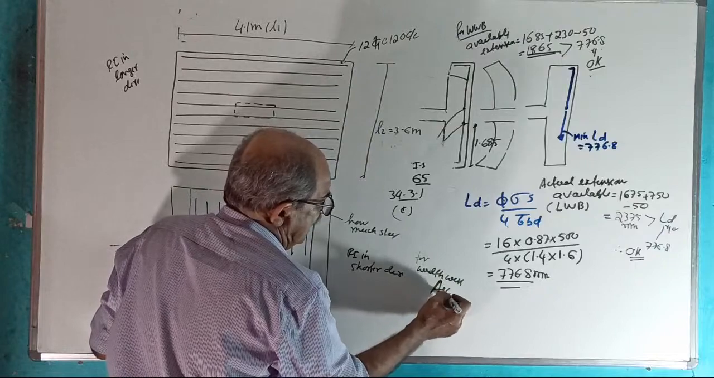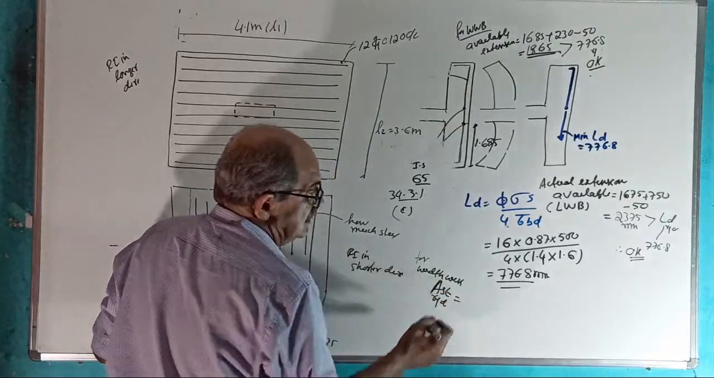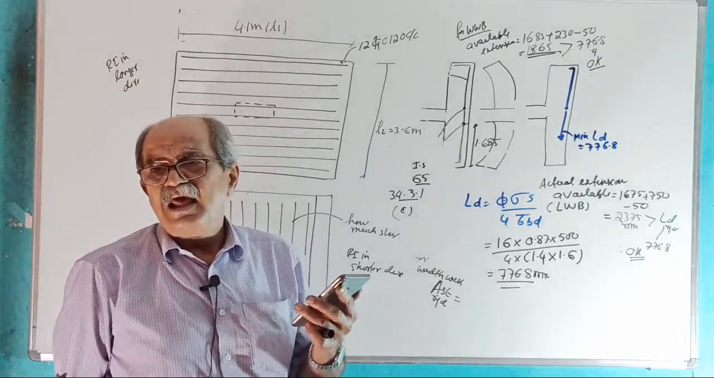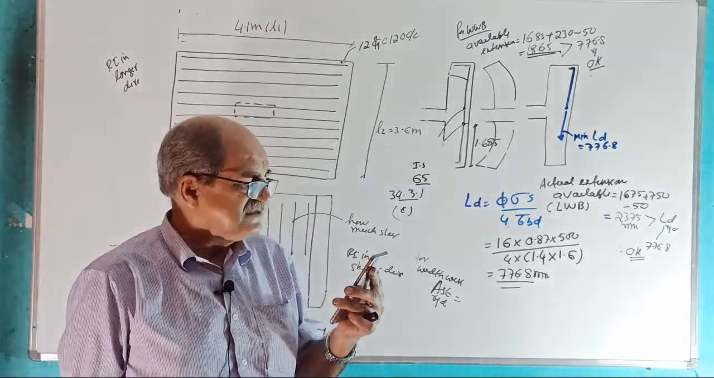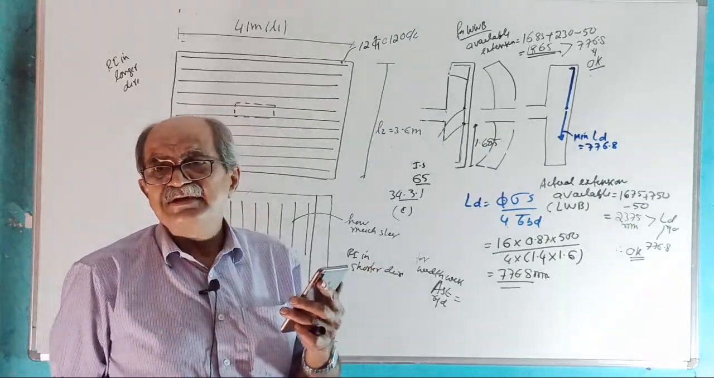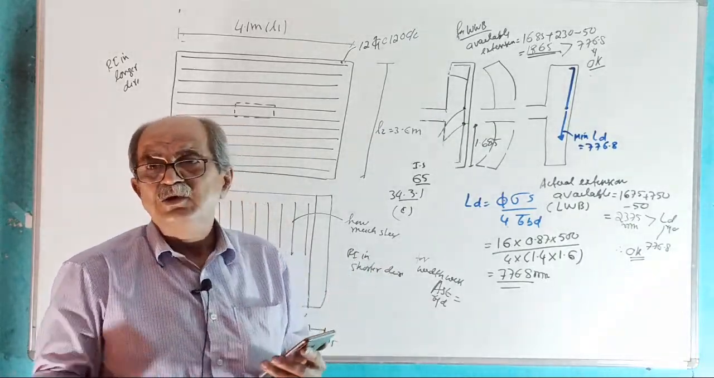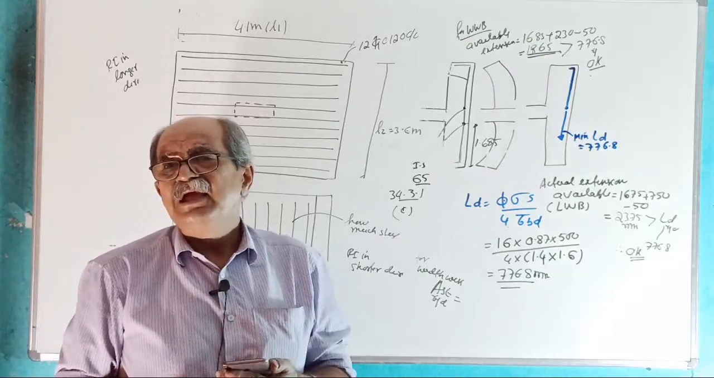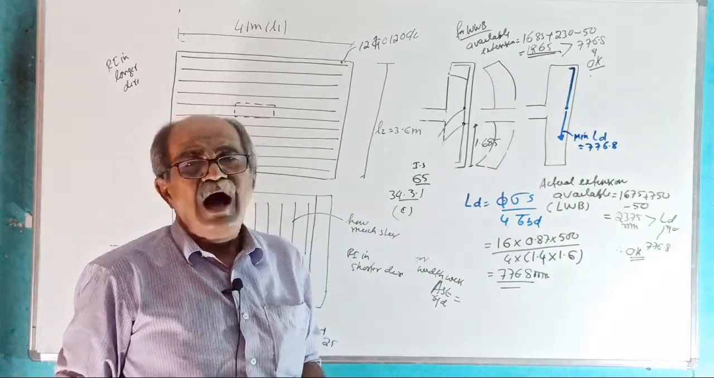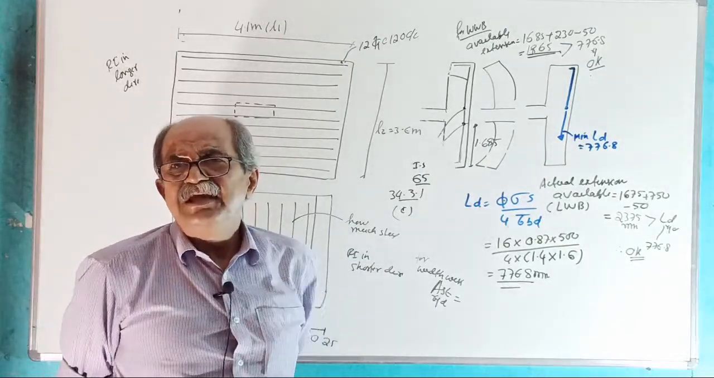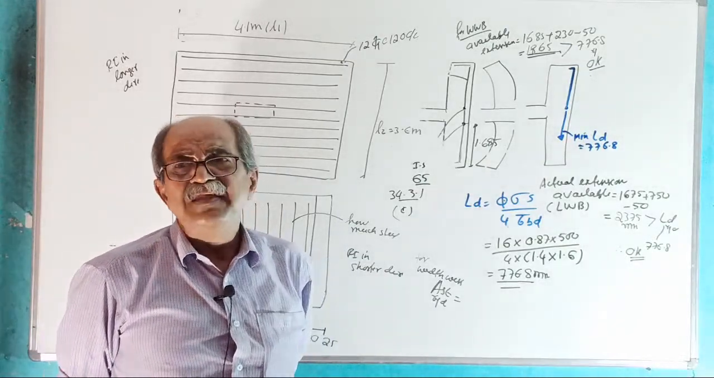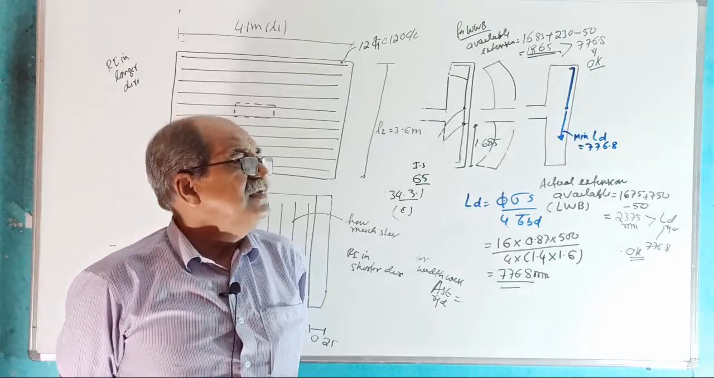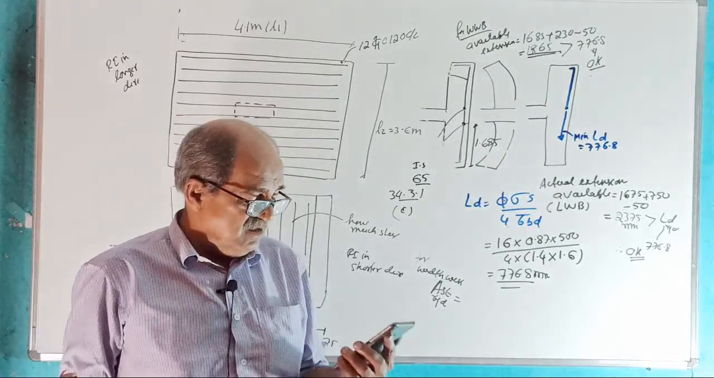For widthwise bending, tell what is the AST required first. You know the answer yesterday. Yesterday for widthwise bending, you know the AST required. After checking for shear, finally we increase the steel for widthwise bending. Tell the answer: AST required for widthwise bending.